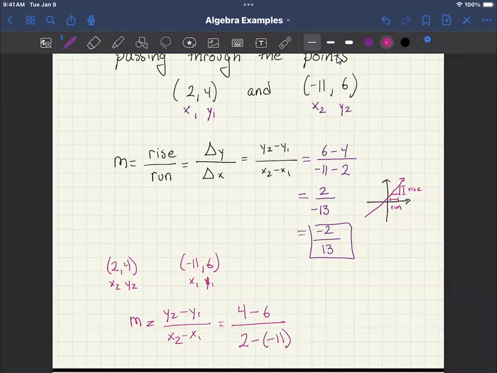You'll notice I'm putting parentheses around our negative 1, and you'll see why. On our top, we have 4 minus 6, which is negative 2. In the denominator, when we have a double negative, that turns into a positive. So we end up with -2/13. You'll see you get the same number. It doesn't matter which order you put it in. It just matters that you keep the points above each other when you're working through the problem.